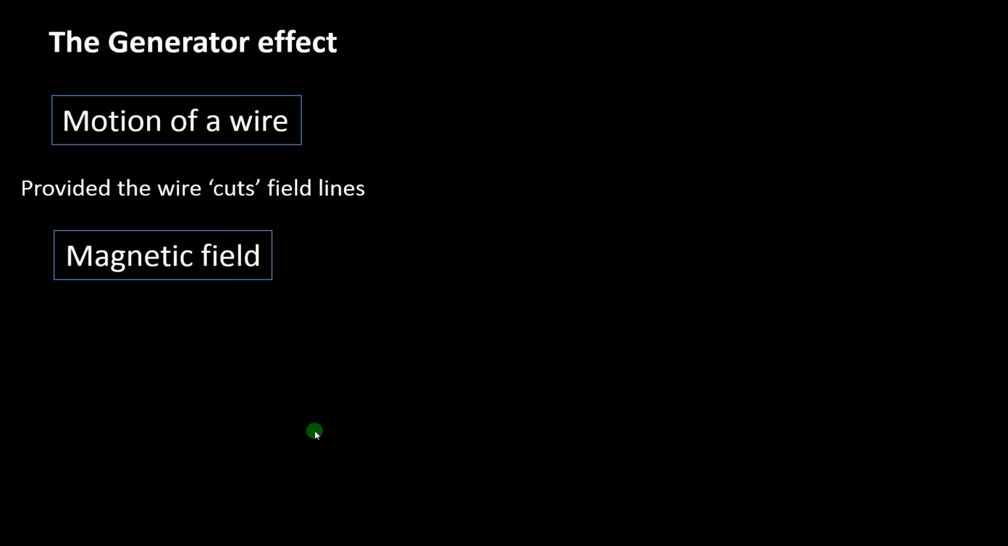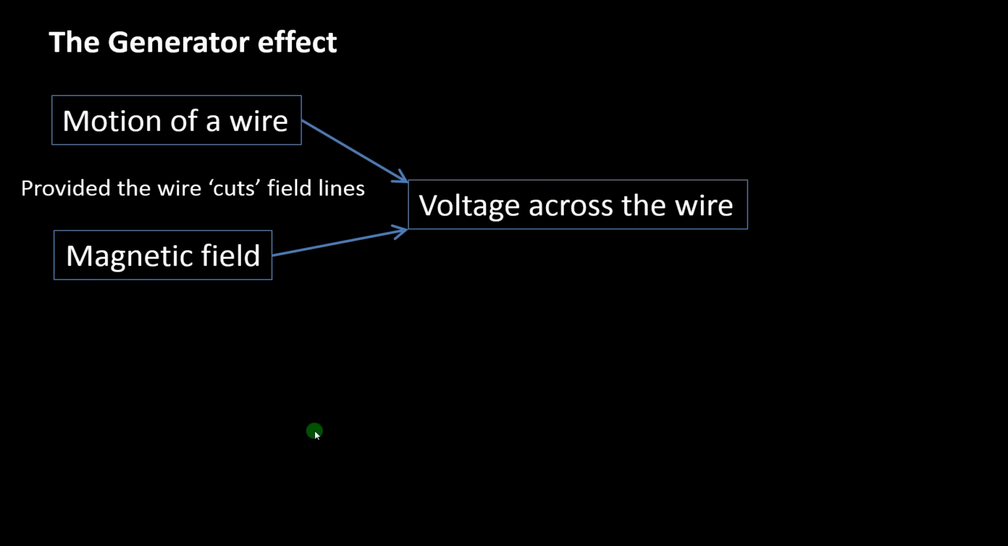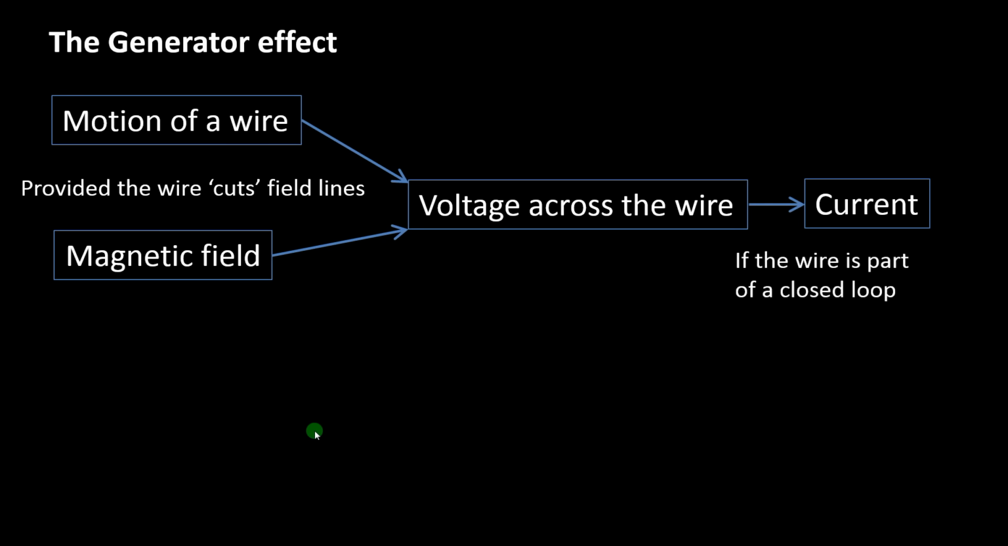Okay, so in summary then, the two pictures for the generator effect are we need motion of a wire relative to a magnetic field, provided the wire cuts the field lines. That will induce a voltage across the wire, and that process is called electromagnetic induction. And that will lead to a current flowing if the wire is part of a closed loop. So you can induce a voltage without having a current flowing. Okay, that's important to realise. The current will flow if the wire is part of a complete circuit.